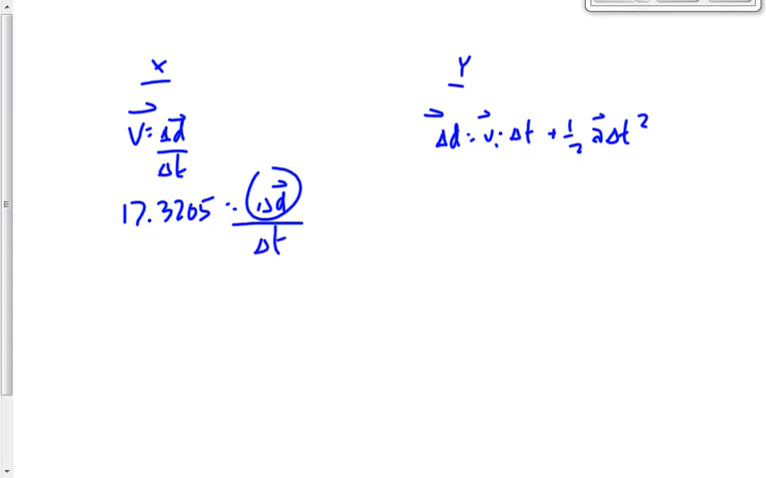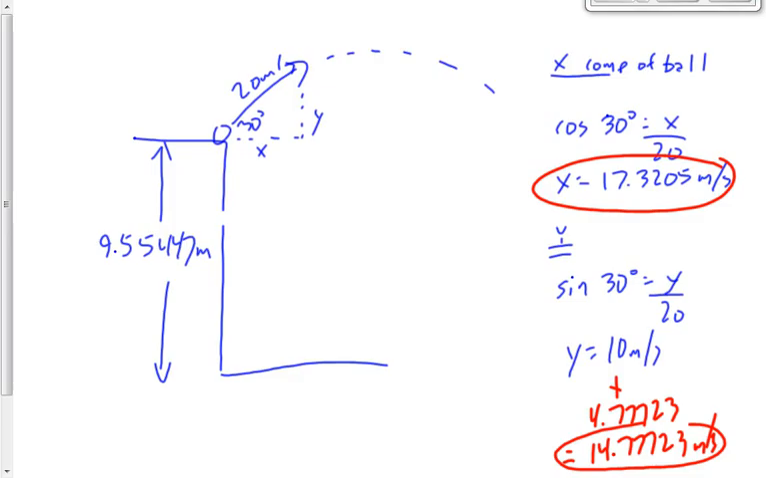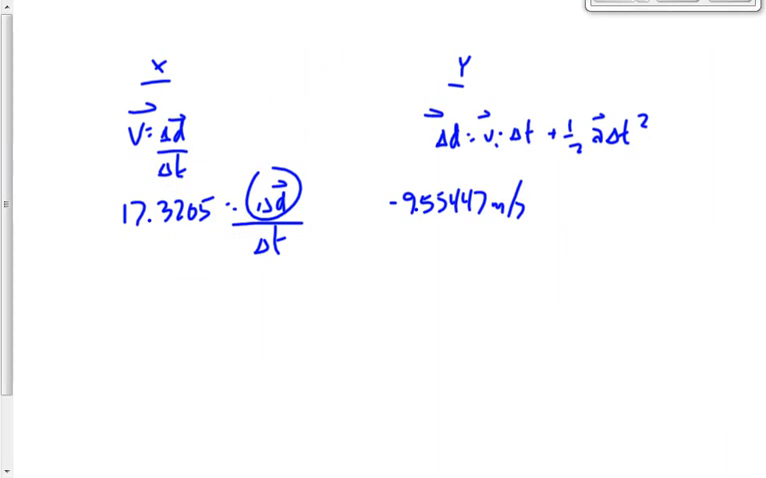The y displacement is negative 9.55447 meters. Why? Well, because we found that the elevator moved up 9.55 meters in a time of 4 seconds. So the ball was thrown from that height. Therefore, if it's thrown from that height, it has to go down that far before it reaches the ground. So delta d for the y component is negative 9.55447.